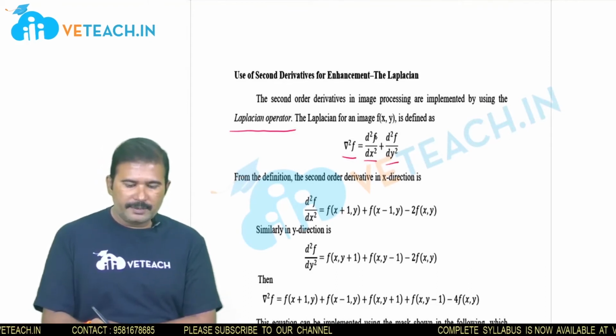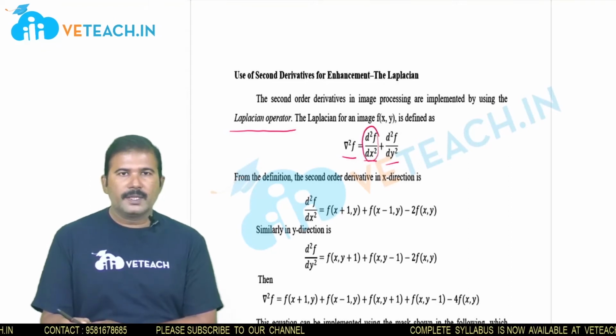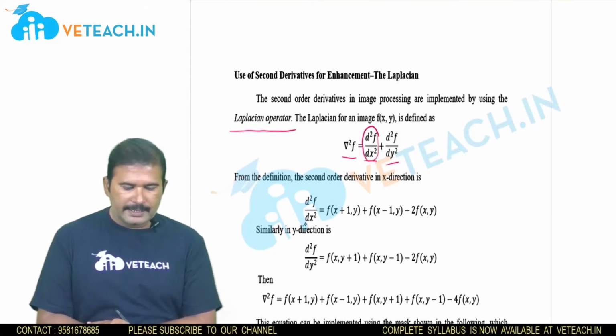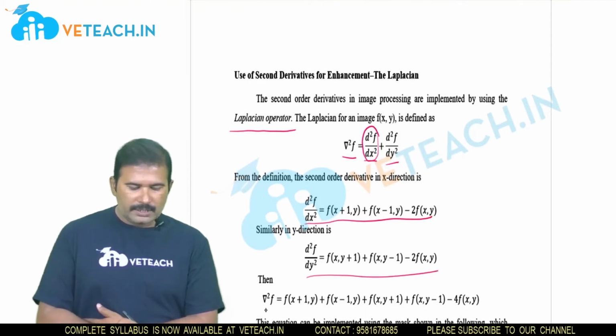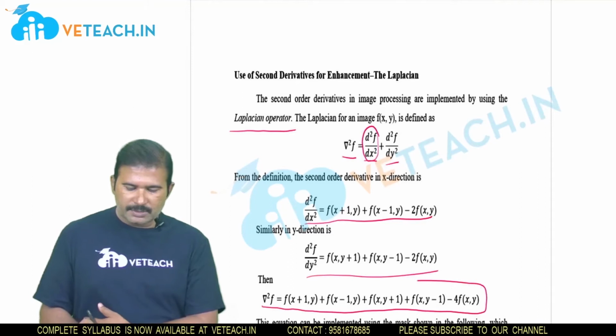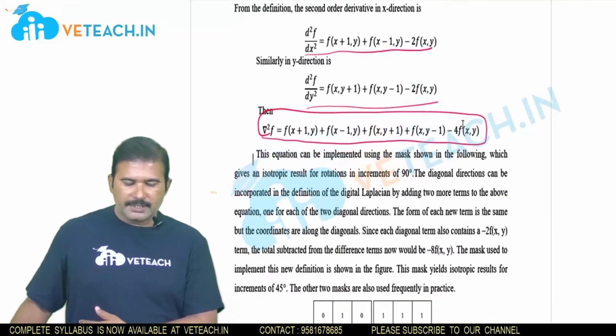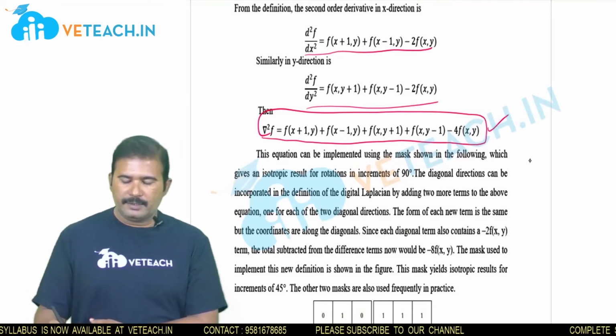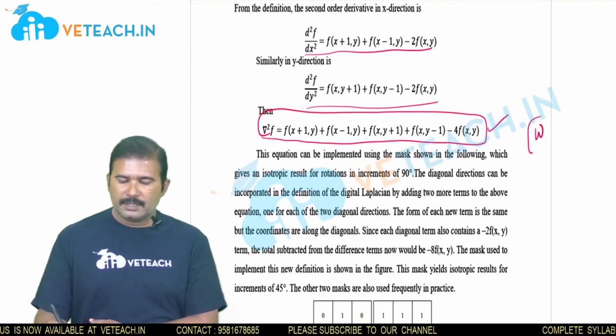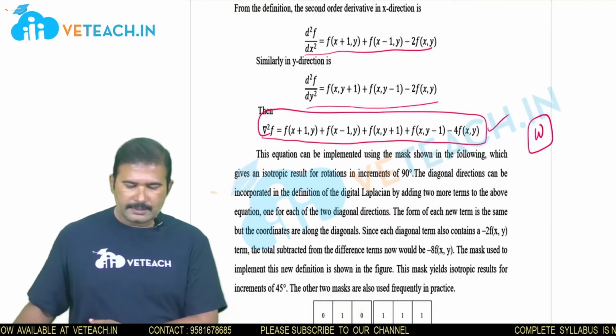As we have already defined ∂²f/∂x², that is the second order derivative along the x direction, and the second order derivative along the y direction. By combining these two, we get the Laplacian in 2 dimensions, that is, for an image. So we can define this equation in the form of a coefficient or filter, as we defined in smoothing filters, that is, a mask W like this.